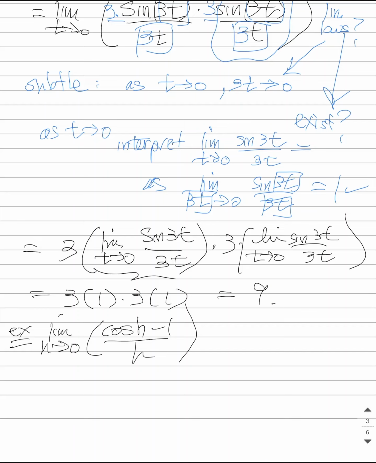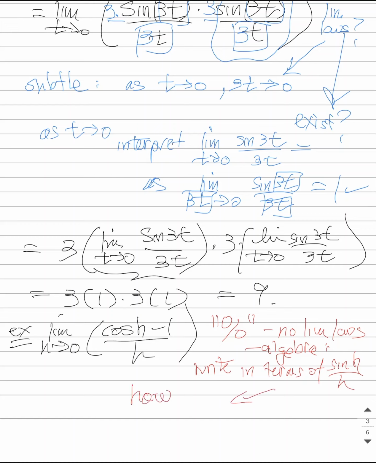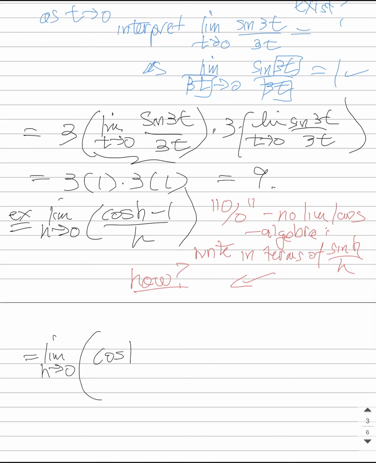This is another example of a trig function, and I'm taking its limit. Now, you should sneak a peek, and you should find that it's 0 over 0. And as always, no limit laws here. And the fix for all the limits in this section is algebra, and we are going to try to write everything here in terms of sine h over h. That's what I'm supposed to do, but how am I supposed to do it? We've got cosine of h minus 1 over h.